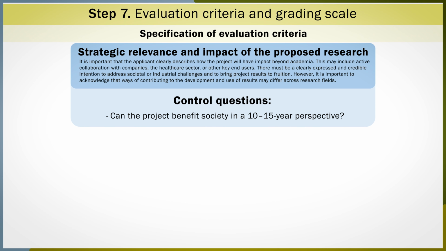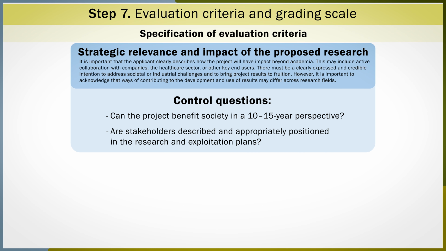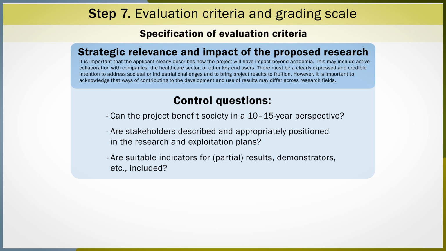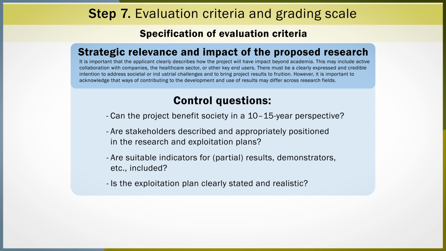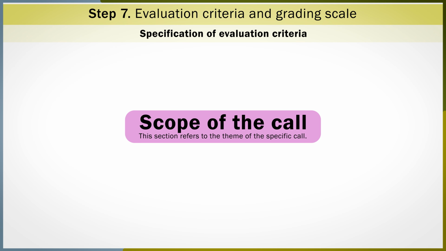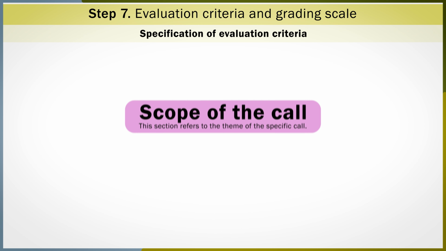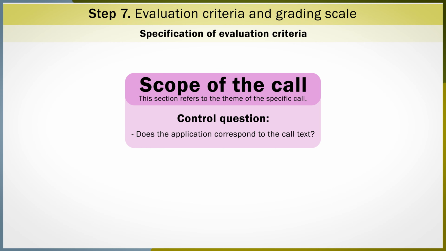Can the project benefit society in a 10 to 15-year perspective? Are stakeholders described and appropriately positioned in the research and exploitation plans? Are suitable indicators for partial results, demonstrators, etc. included? Is the exploitation plan clearly stated and realistic? Scope of the call. This section refers to the theme of the specific call. Control question. Does the application correspond to the call text?